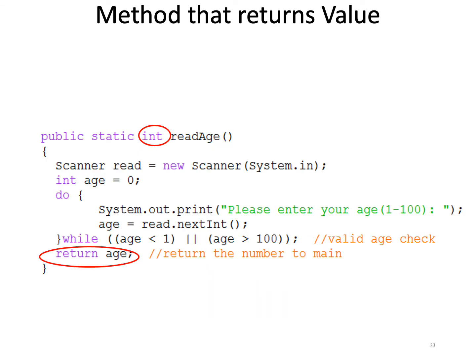Let's go through this code. In this readAge method, it goes through a do while loop. It asks the user to enter the age in the range of 1 to 100 using Scanner. If the user enters an invalid age, it will loop again until the user enters a valid age. From this method, it will return the value of age back to the caller method through the return age statement.